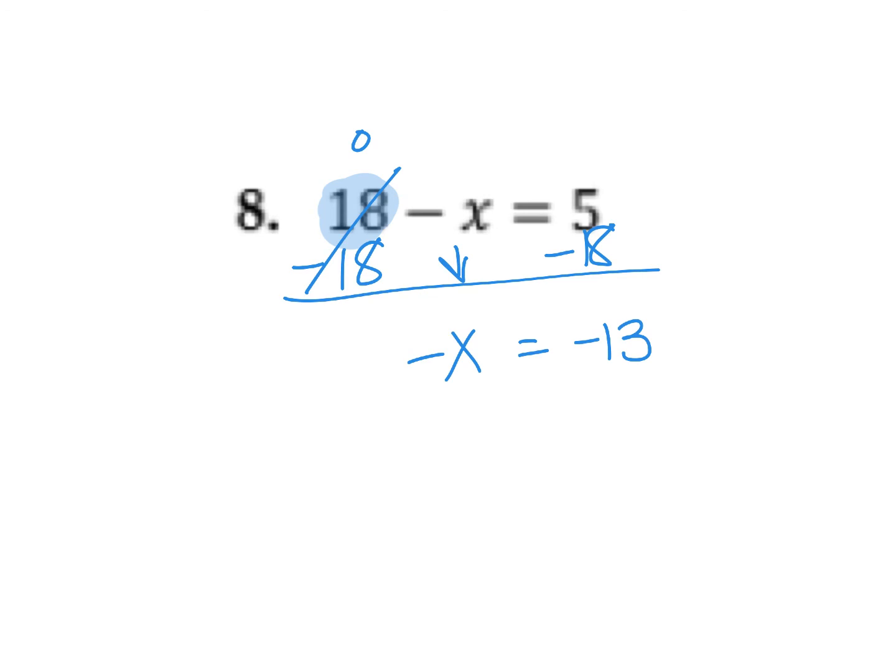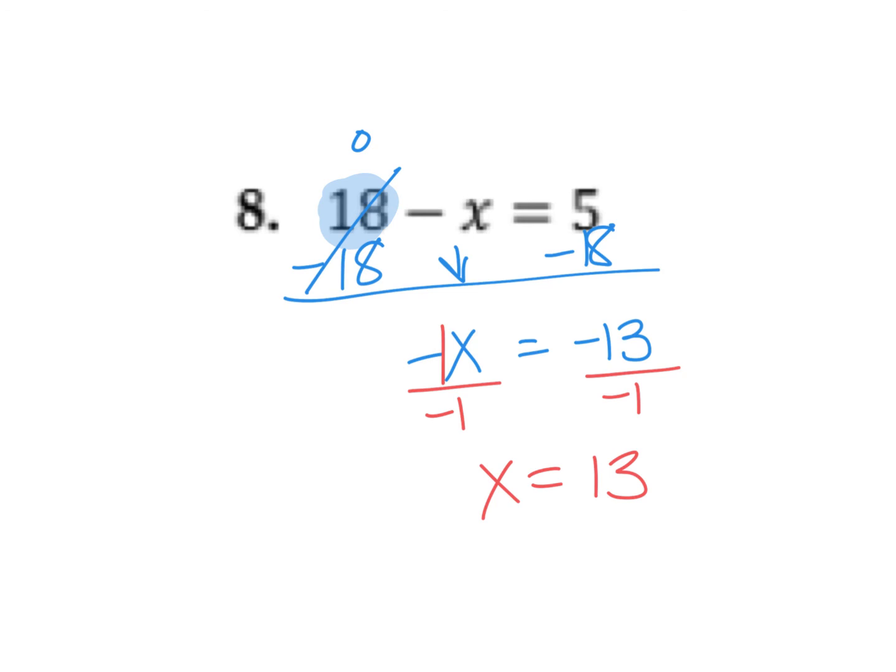This is similar to the negative y we had before. So it's like there's a negative 1 in front. So I need to divide both sides by negative 1. And I get x is equal to positive 13.